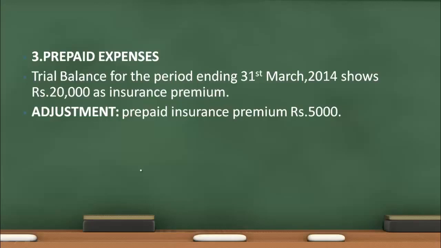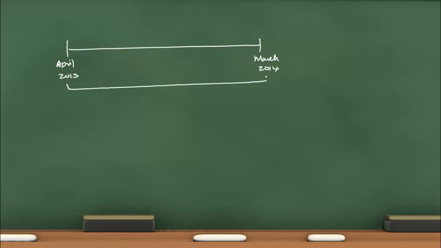So trial balance says the company has paid rupees 20,000 as insurance premium, whereas adjustment says there is a prepaid element in it. So to understand, we'll have a small diagram. Let us start this at April 2013 and it goes up to March 2014. Trial balance says for this period insurance has been paid and it is 20,000, whereas the adjustment says there is a prepaid element, that is insurance has been paid for next year also.